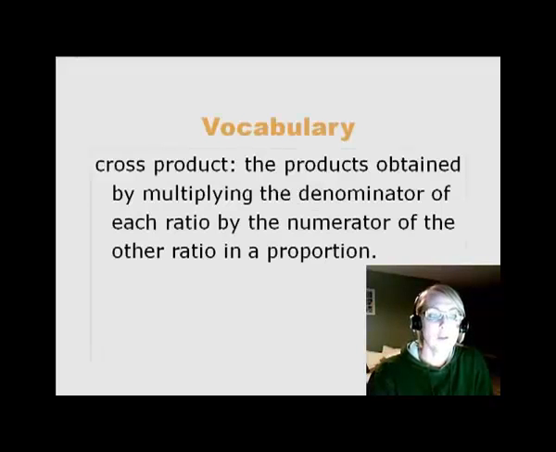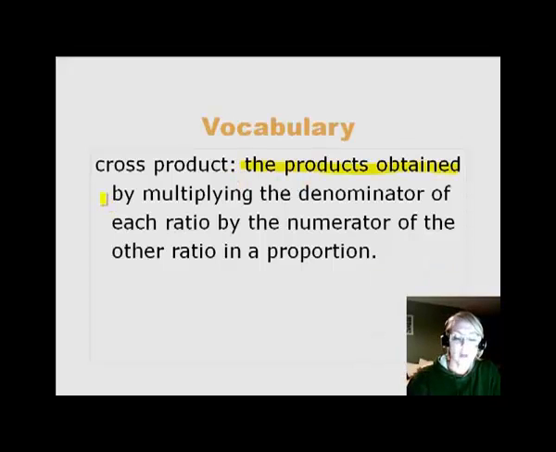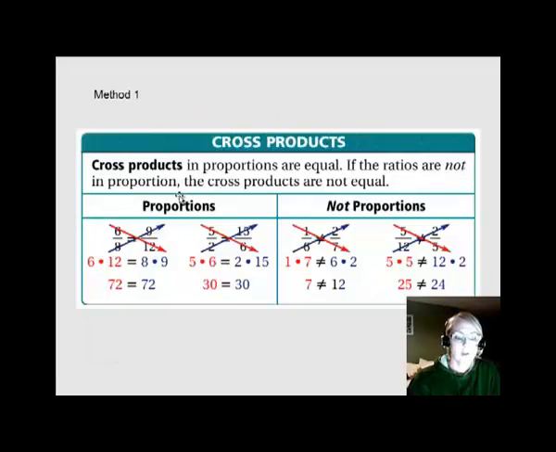You have one vocabulary word. The vocabulary word is cross product, and that is the products obtained by multiplying the denominator of each ratio by the numerator of the other ratio in the proportion. Let's look at an example. Cross products in proportions are equal.